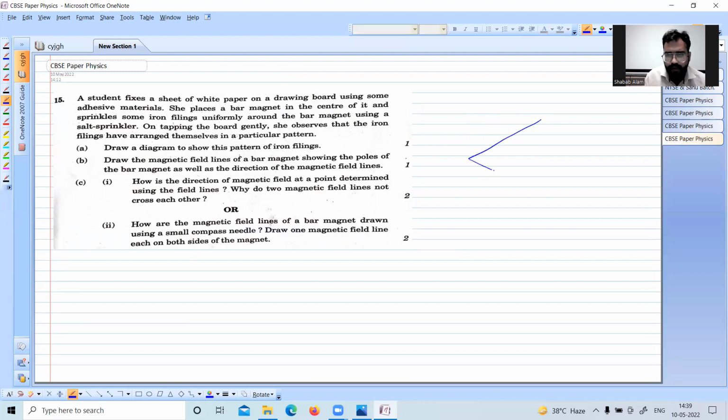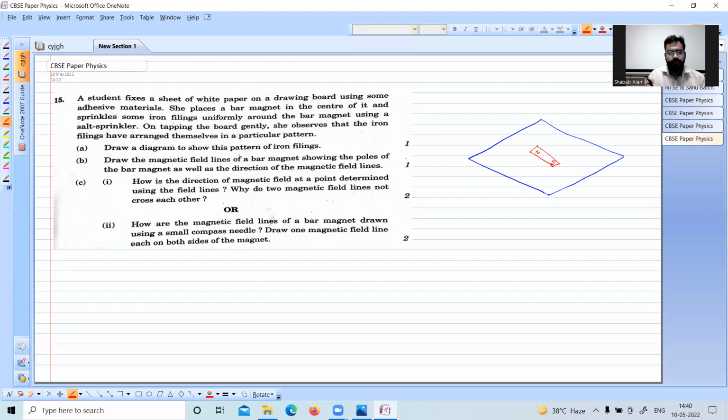So we have a plain sheet of paper which is fixed on a cardboard, and we have the bar magnet placed at the center. Suppose this is the bar magnet, which is placed at the center. This is the south pole, this is the north pole. Okay, fine. And she sprinkles some iron filings uniformly around the bar magnet using a salt sprinkler.